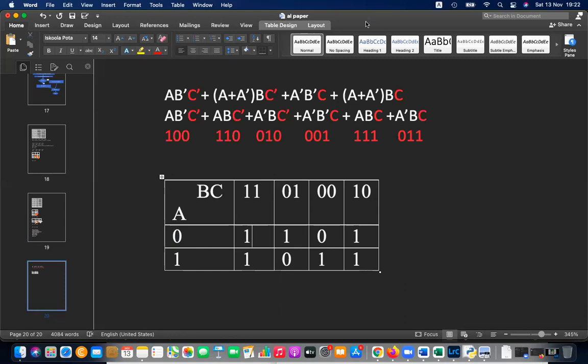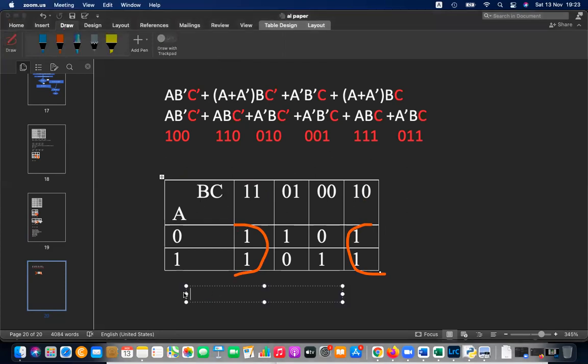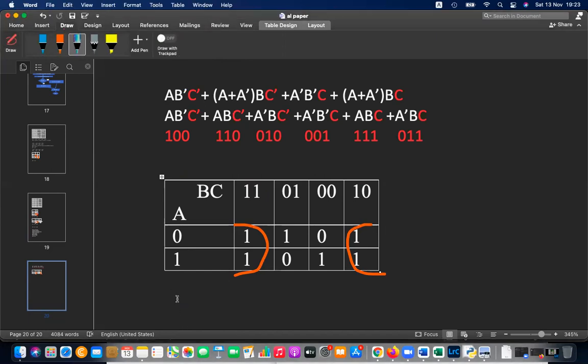1 1 0. Okay, now group of 4. It's possible to have a group of 4. How can I get a group of 4? By grouping this edge, the bigger one, grouping these 2 with these 2 in the corner will make it a group of 4. B remains unchanged, B is 1, but C is changing from 1 to 0 and A is also changing. So B remains unchanged here. Therefore, B is the answer.